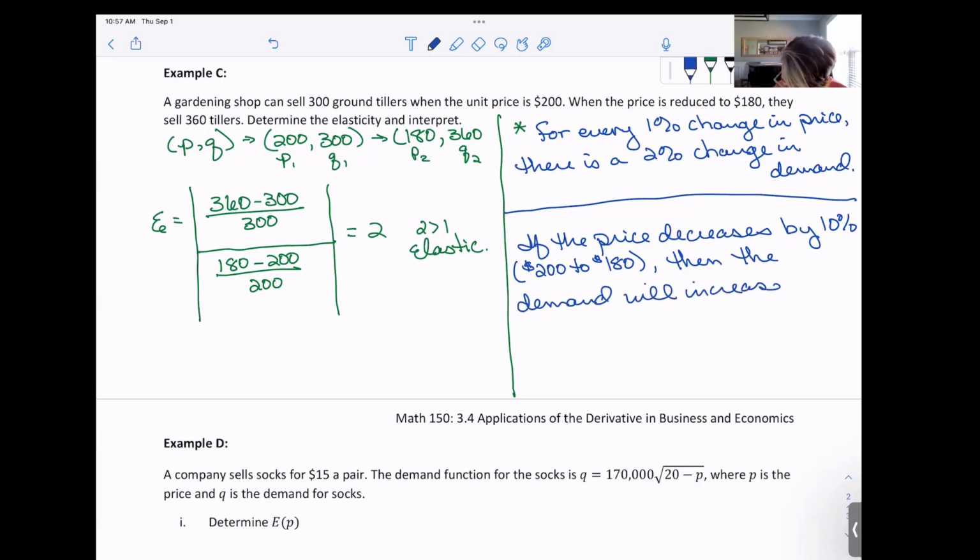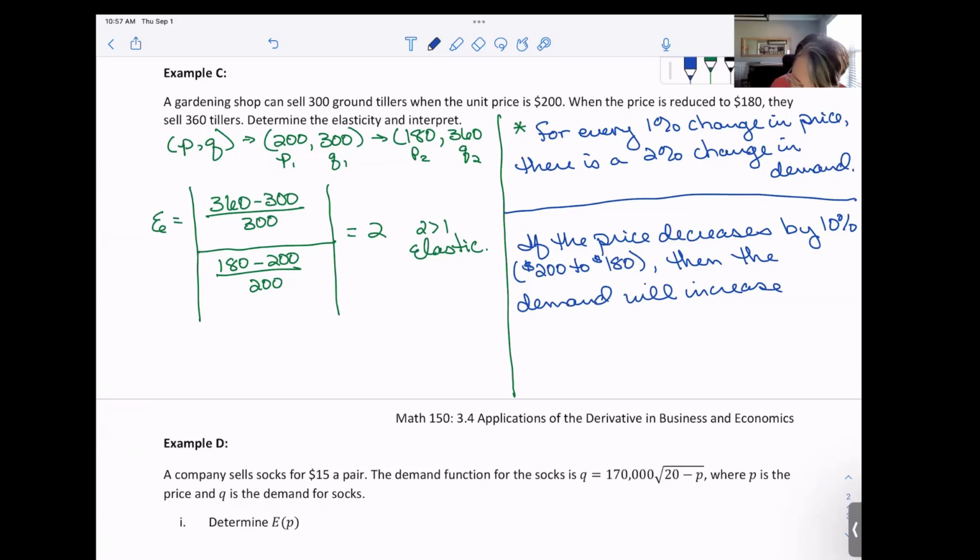Now, again, remember, the price went down, so that means the demand will go up. You've got that relationship. Think of anything that you want to buy. If the price is going up, you're not going to buy as many. If the price is going down, ooh, the price has gone down, I'm going to buy a bunch, right? So then the demand will increase.